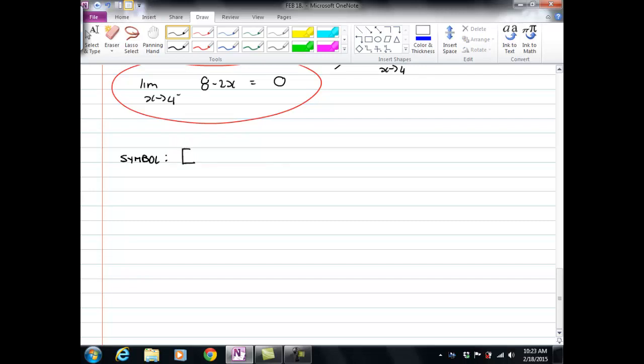It's little brackets with a double bar. I'm going to teach you about this symbol right here. This is called the greatest integer function.